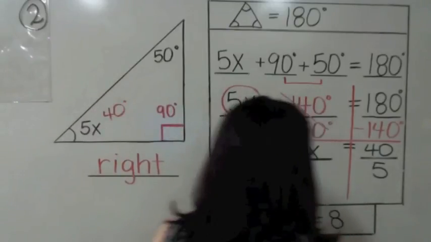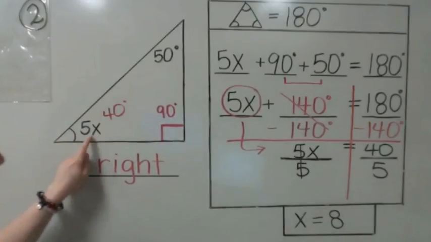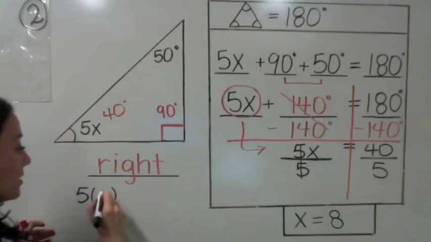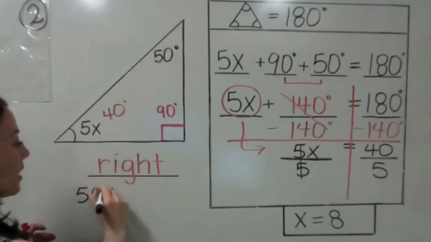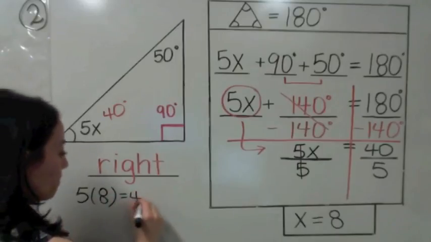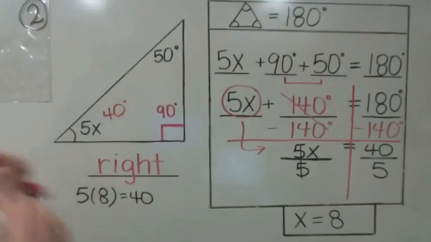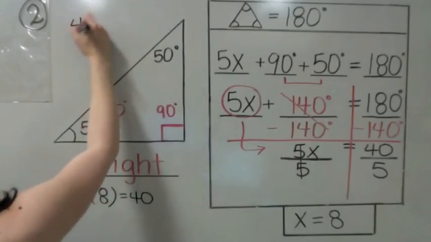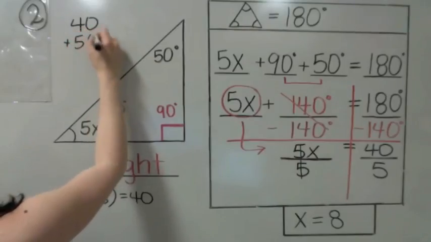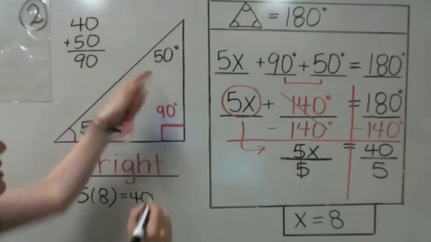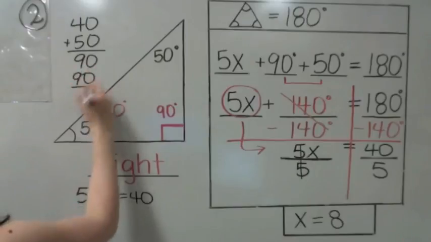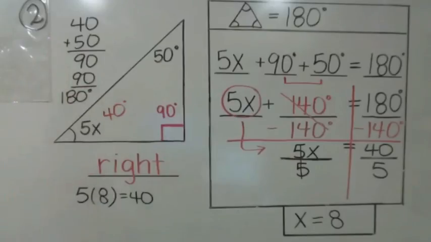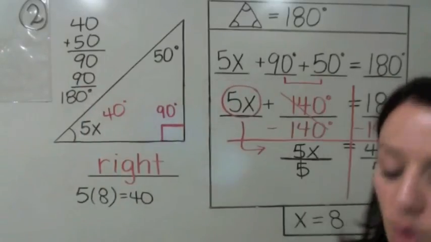So, again, x equals 8, meaning that if I took 5 times x, right? This is x, and x equals 8. That's going to give me 40. Now, let's just double check. Mentally, really quick. What's 40 plus 50? 40 plus 50 is 90, right? Cool. Plus 90 more, what does that make? 180 degrees. So we're just double checking that we're right because all of our angles should equal 180.